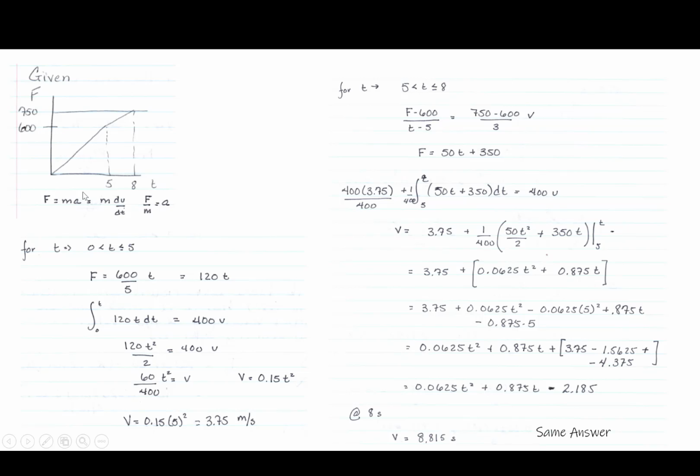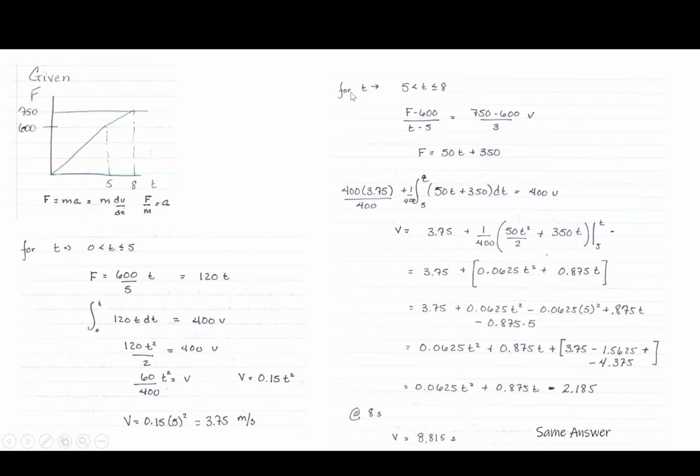I need the slope of this line. Voila, there's the slope of this line times my time, and that gives me my force. Okay, we're going back to looking at it from this part right here. Now I'm going to integrate from 0 to t, and that's going to give me my mass times my velocity. Mass was 400, so that's where that 400 comes from. I can solve it, and I end up with my velocity at the end of 5 seconds as being 3.75 meters per second.